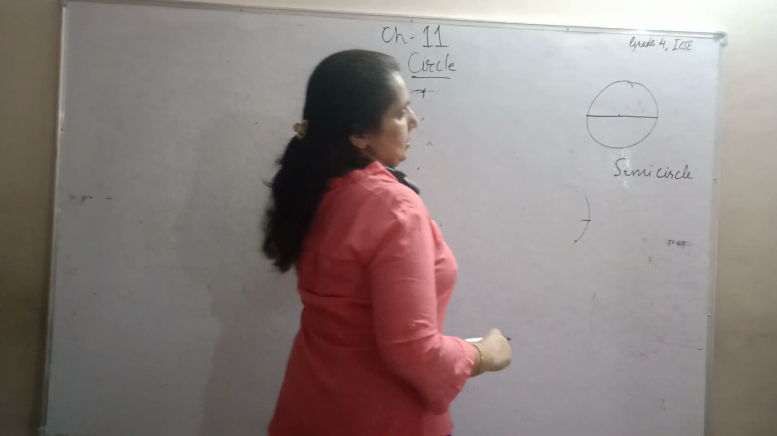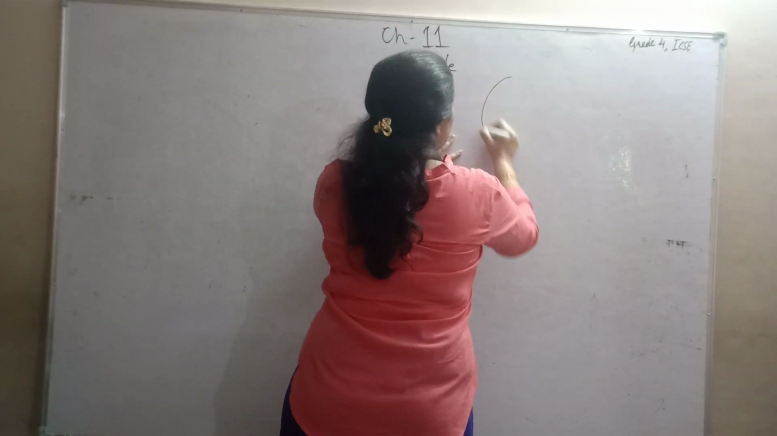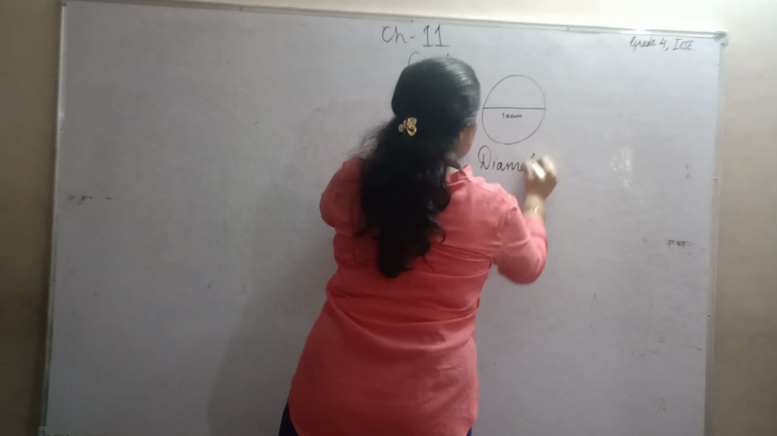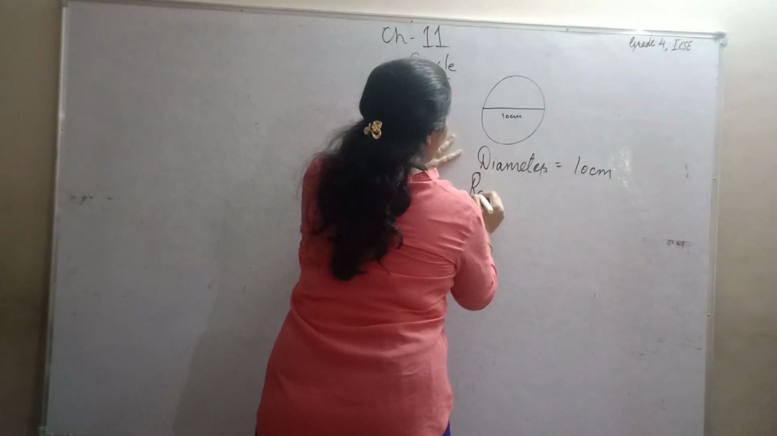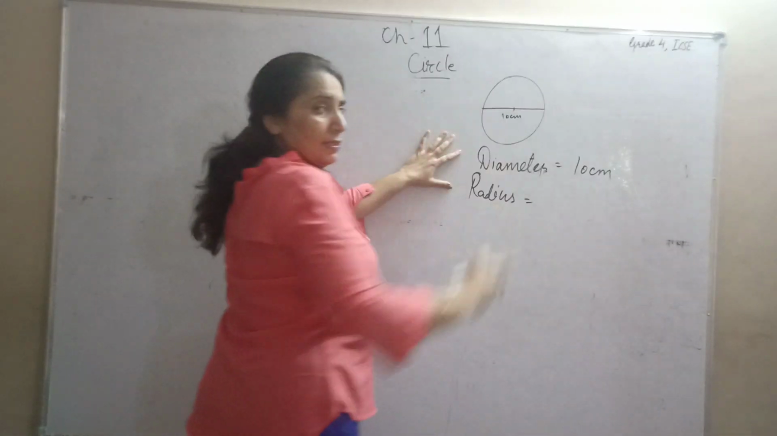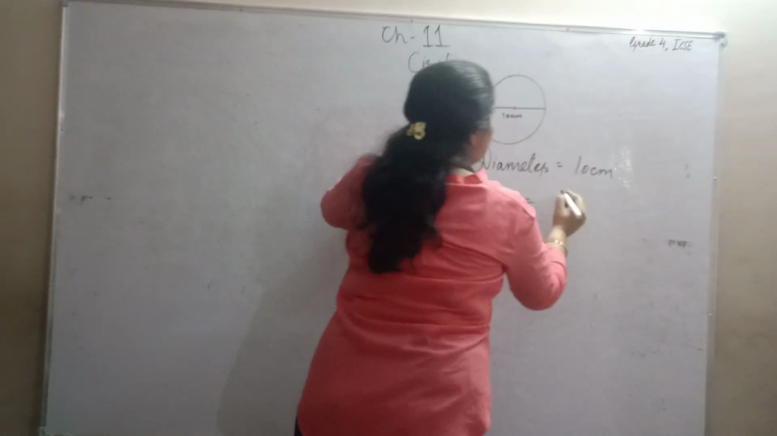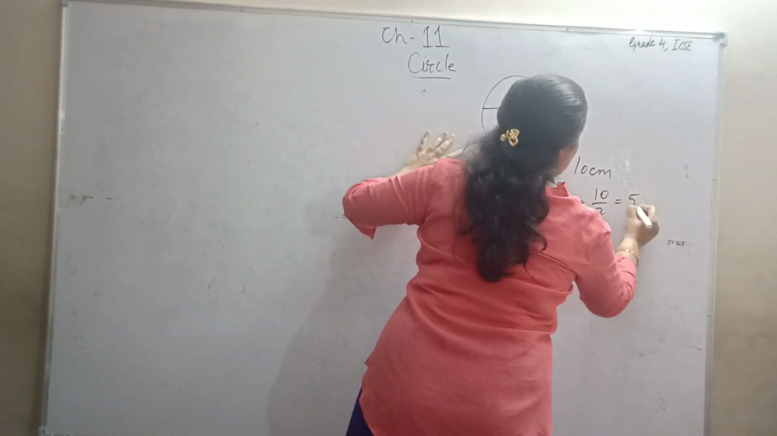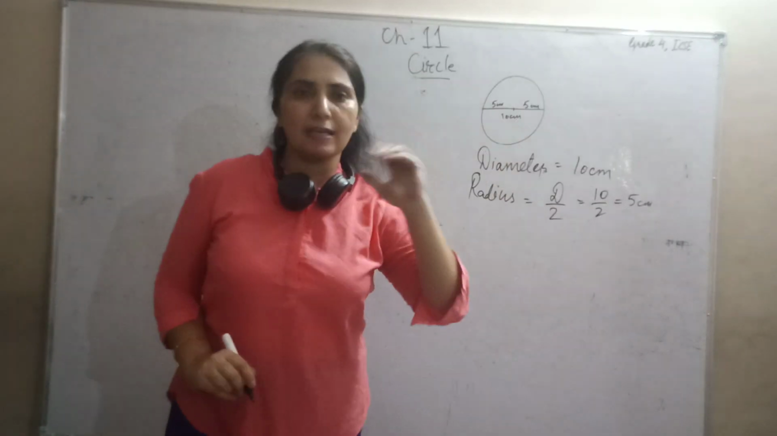Then, how to use these concepts? A circle is given, its diameter is given 10 centimeter. The examiner asks, diameter of a circle is 10 centimeter, find its radius. Now, in diameter there are two radius, means radius will be half of diameter. What will we write for radius? That is diameter divided by 2. 10 divided by 2 becomes 5 centimeter. This part is 5 centimeter. This part is 5 centimeter. So our radii are same.